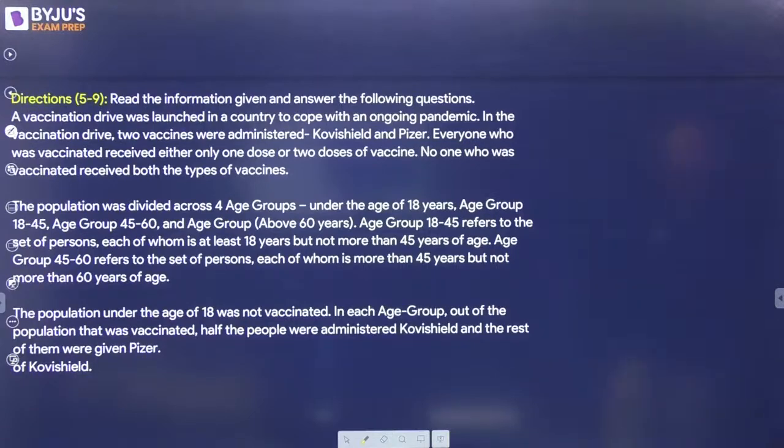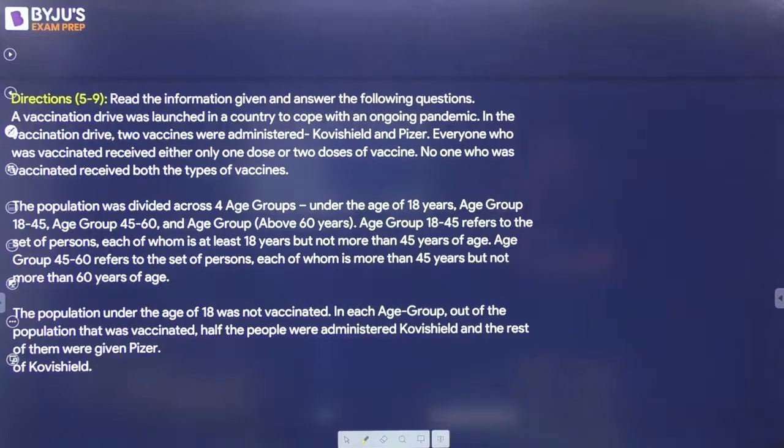The population was divided across 4 age groups: under the age of 18 years, age group 18 to 45, age group 45 to 60, and age group above 60 years. Under the age of 18 years, let's assume children; 18 to 45, young people; 45 to 60, uncles; above 60 years, grandparents. Age group 18 to 45 refers to the set of persons, each of whom is at least 18 years but not more than 45 years of age. So it's less than or equal to 45 but from 18.